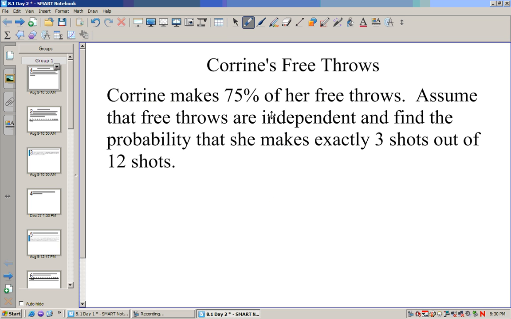If Corrine makes 75% of her free throws, assume that the free throws are independent, and find the probability she makes exactly 3 out of the 12 shots. Well, from yesterday, we do 12 choose 3, because that's how many different ways we can rearrange making 3 out of the 12 shots. That's 0.75 of a success. The probability of failure is 0.25. Now, if she makes 3, that's 0.75 to the third. That means that she's going to miss 9.